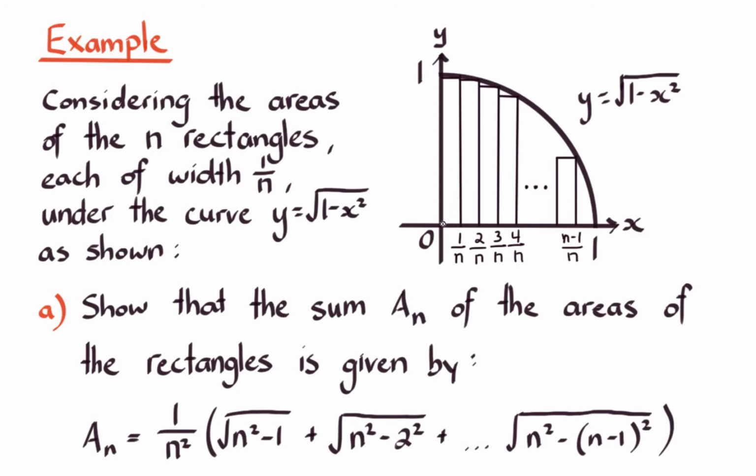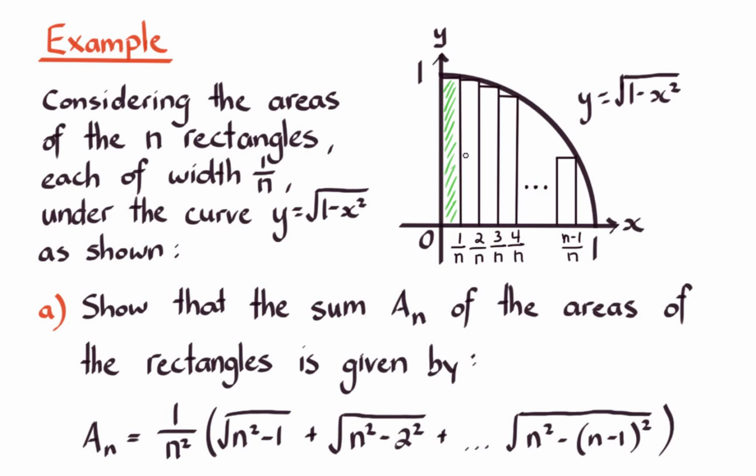What we need to do is just focus on one rectangle at a time and see if we can manipulate that expression, and then we can add all of the areas together. So if we focus on this first rectangle here, what is its width? Well, 1 on n. And what is its height? Well, its height is going to be the value we get when we substitute in this x value of 1 on n into the equation of the curve.